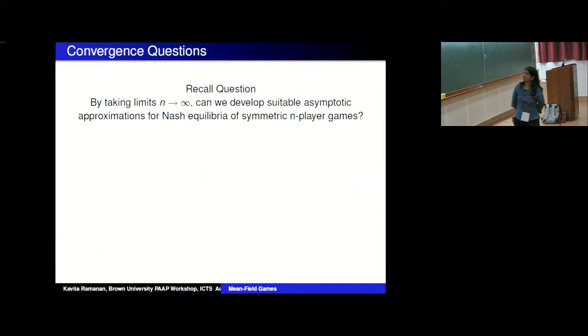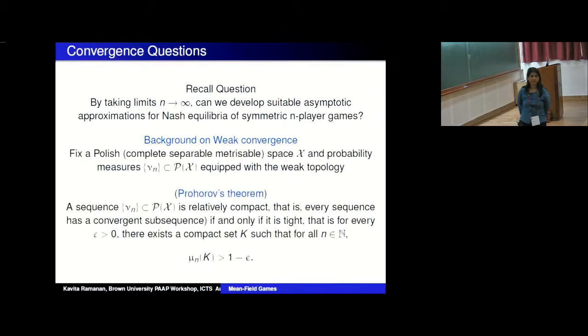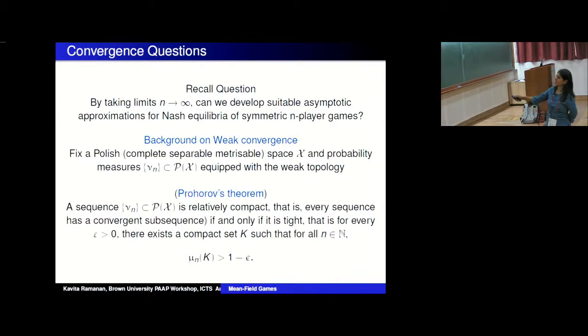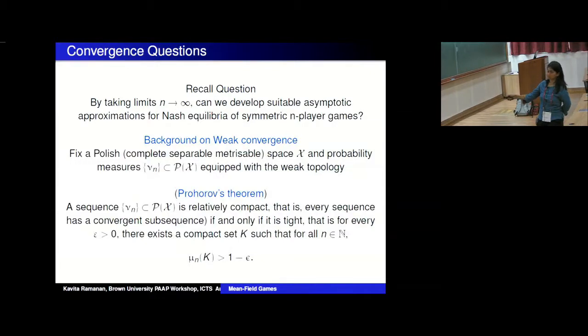So as I said, the idea is, if you take n to infinity, can we develop a suitable asymptotics for the Nash Equilibria of symmetric n-player games? I think probably most of you know this, but just in case. Just remember that if you take a nice space and probability measures on this, you equip it with the weak topology, then when we talk about convergence, you want to know when things are relatively compact, which means subsequential limits converge. A sequence is relatively compact if and only if it is tight.